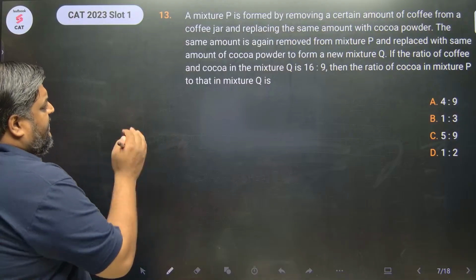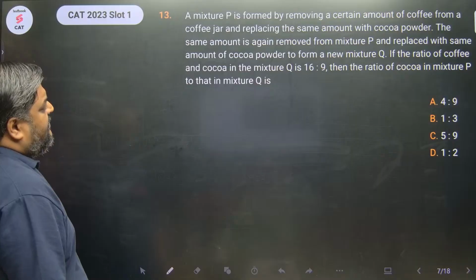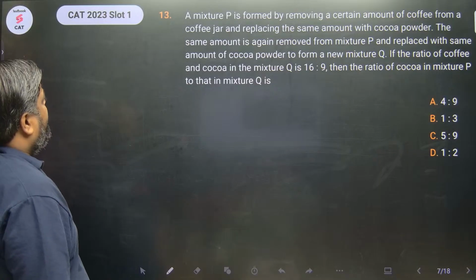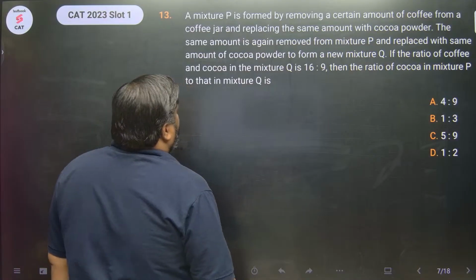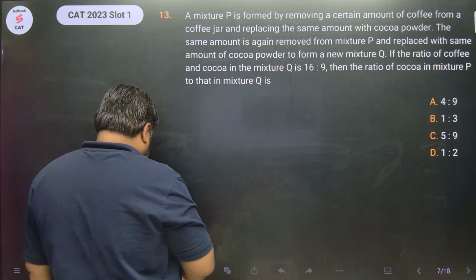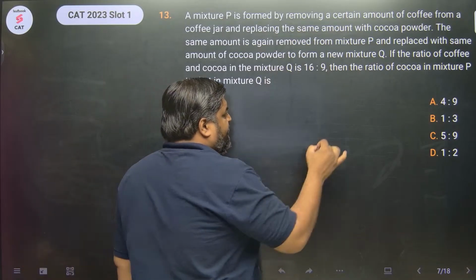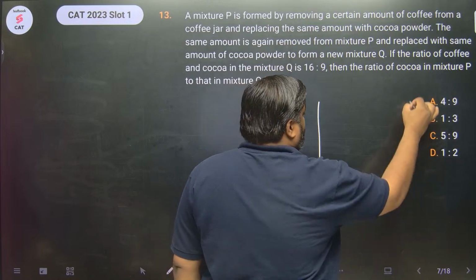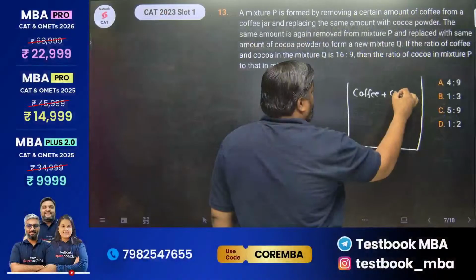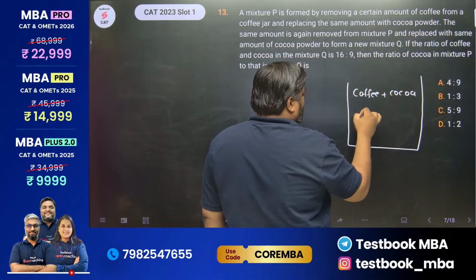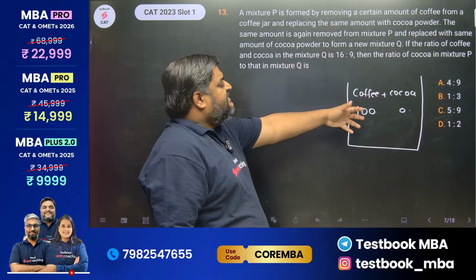Again, ये question भी हमने करा है like within 2 weeks on our regular session, maybe some part of any series. There is a mixture P which is formed by removing certain coffee from a coffee jar and replacing the same amount of cocoa powder. So this question is something like this. Initially, देखो इसमें coffee plus cocoa. Let's say 100 was coffee and 0 was cocoa, right? You took out some amount, let's say X% आपने निकाला.